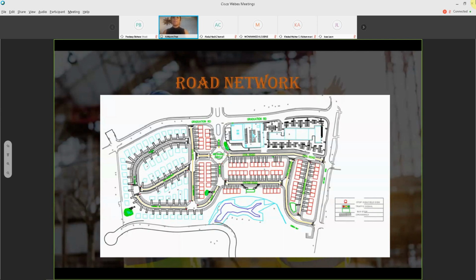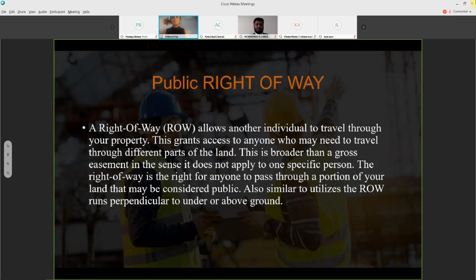Next slide. In this picture is our road network and layout. It displays our transit system, lane markings, and signals. Next slide. Public right-of-way. Within our layout, we had to design a right-of-way. The right-of-way grants access to different cross-sections and other parts of land. Next slide.